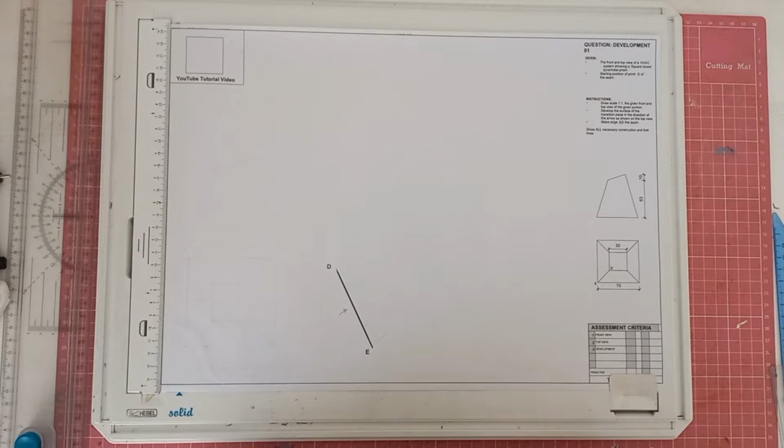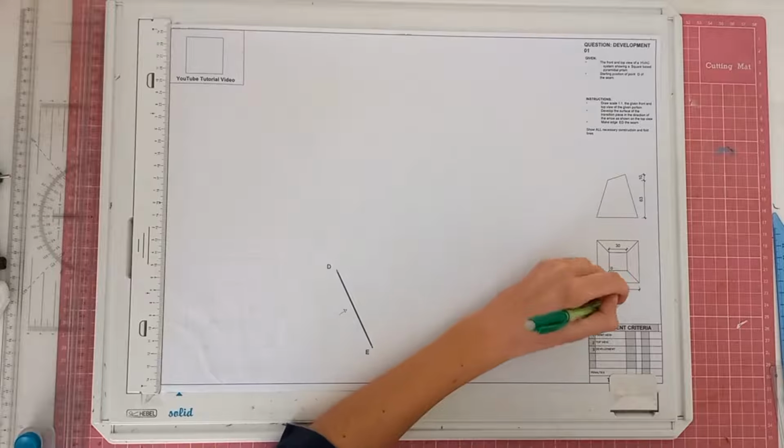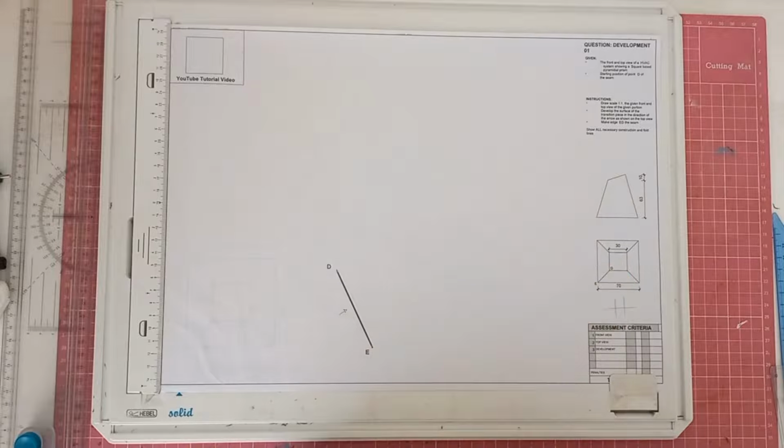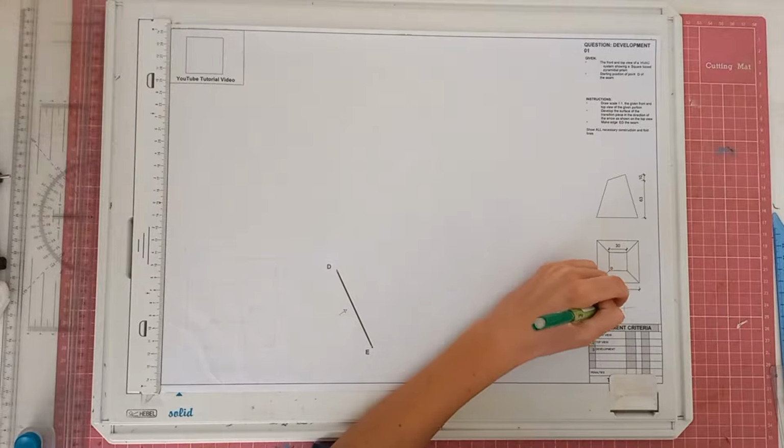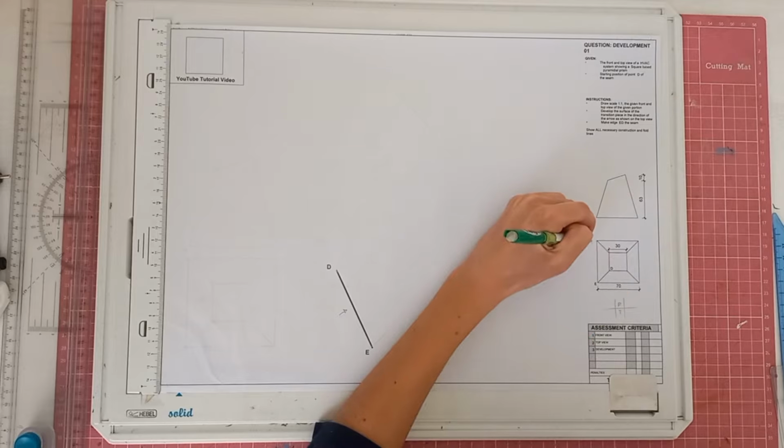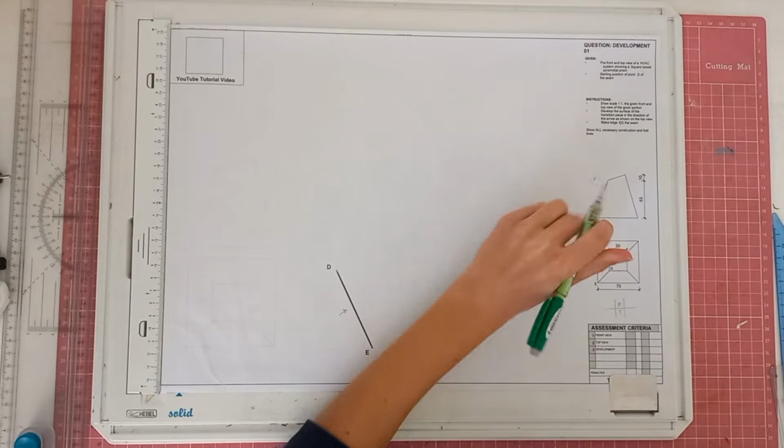Then it says develop the surface of the transition piece in the direction of the arrow. Make edge ED the seam, which is this here. Show all necessary construction and fold lines. Because we know the transition piece is part of our first orthographic projection, we know that we have front and then top. So this here will be our top view and this here will be our front view.